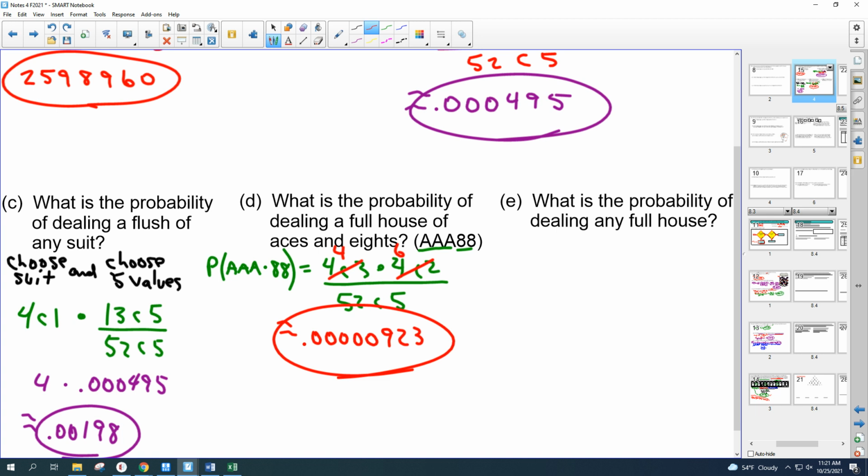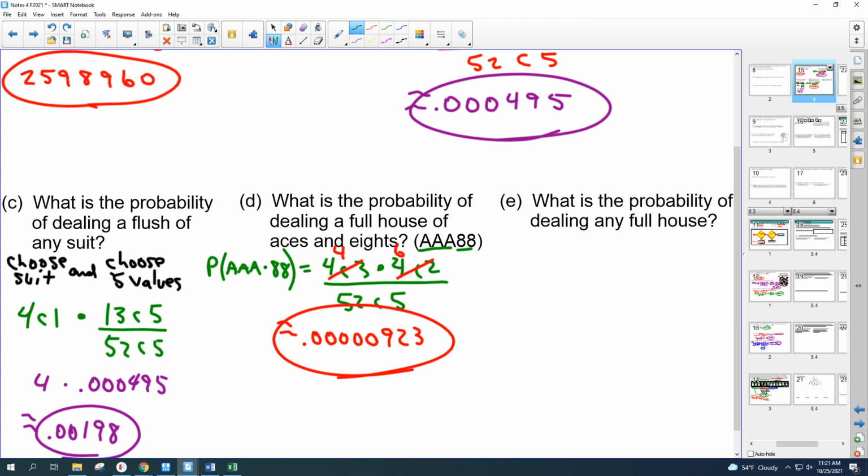Part E, hardest one yet. What's the probability of dealing any full house? So we just did a full house, one specific one, but now it says, what about any full house? And this is a lot more complicated than just saying times 4 or times 13 or something like that. You got to really, really nail down what they're talking about. All right. And so those of you who know about cards have a little bit of an advantage here. If you don't know, a full house is 3 of one kind and 2 of another kind. All right. So let's think about it.